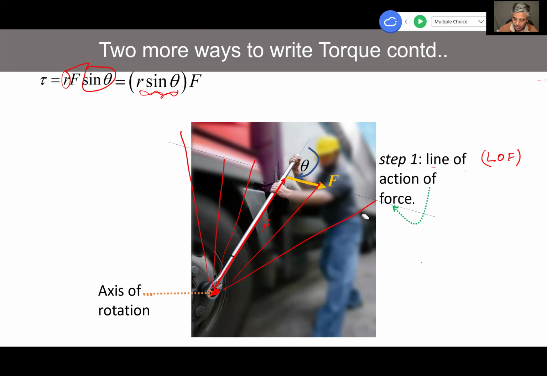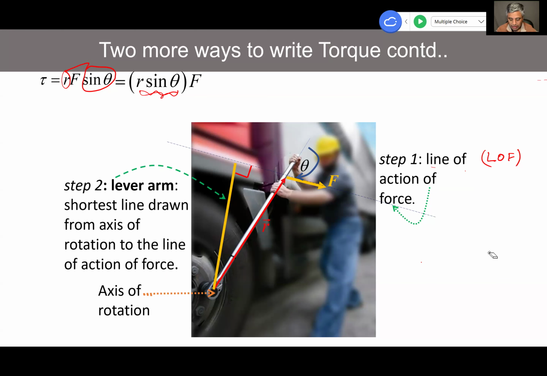So which one is shortest? Among the drawn ones, that looks like the shortest one. How do I know exactly it is shortest? The shortest one makes 90 degrees. By doing that, we are making a right triangle here. I think I have drawn it here in PowerPoint, so I'm going to show you that. So that is the lever arm. It's the shortest line drawn from the axis of rotation to the line of action of force. Depending on how the force is, it may go this way or this way. It has to be the shortest one.